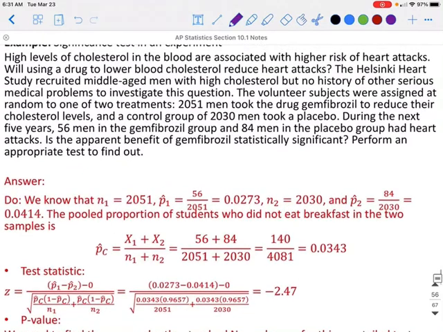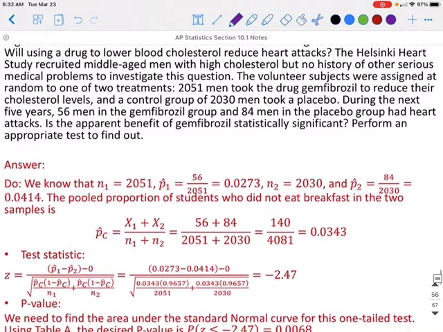Next, we're going to calculate our test statistic. This is when you do z is equal to p hat 1 minus p hat 2 minus 0, because our null hypothesis is that it is 0, all over the standard deviation of the pooled data. So it's going to be the pooled success rate times the pooled failure rate over the sample size for population 1, plus the pooled success rate times failure rate over the sample size for population 2. And this is going to get us a z-score of negative 2.47.